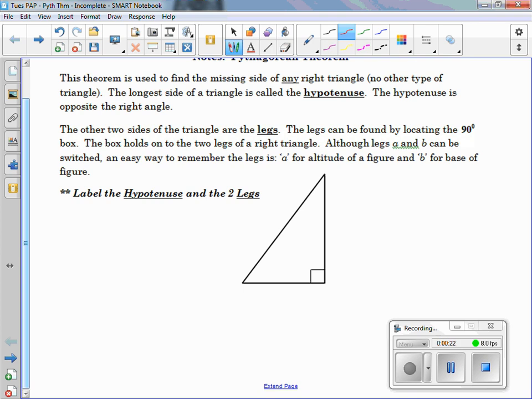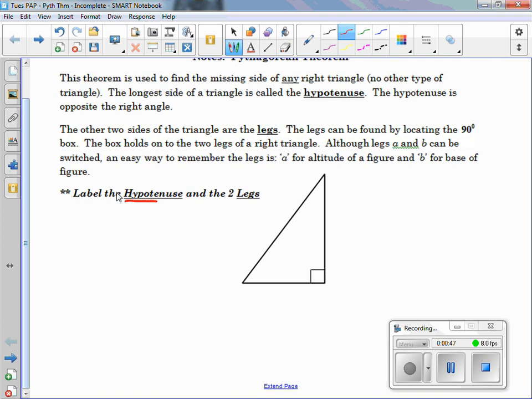The other two sides of the triangle are what we call the legs, and the legs can be found by locating the 90-degree box. The box holds on to the two legs of the right triangle. So although legs A and B can be switched, the easy way to remember the legs is A for altitude of a figure, altitude also means height, and B for base of a figure. But A and B can really be whichever one you want.